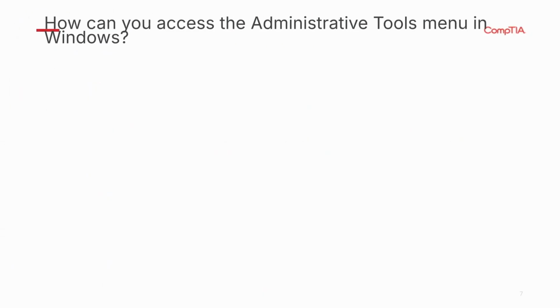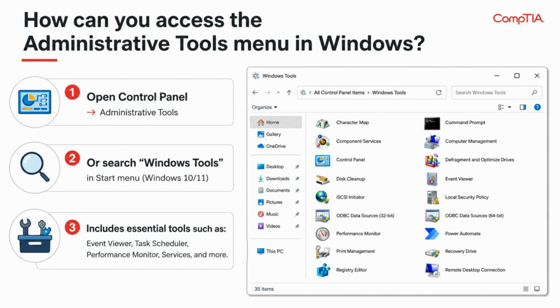To access administrative tools, you can navigate through the control panel or simply search for Windows Tools in the Start menu on Windows 10 and 11. This menu contains critical utilities like Event Viewer and Task Scheduler.